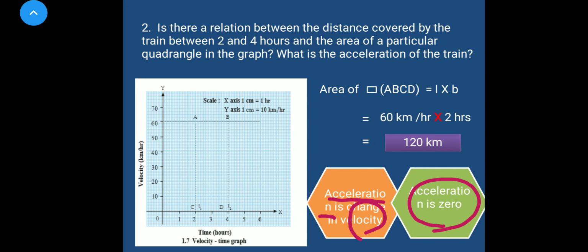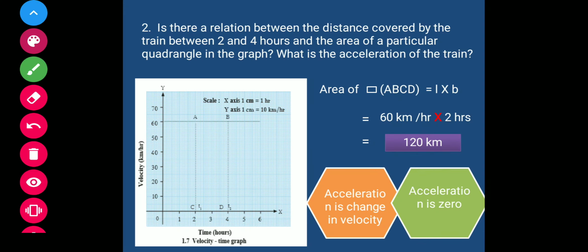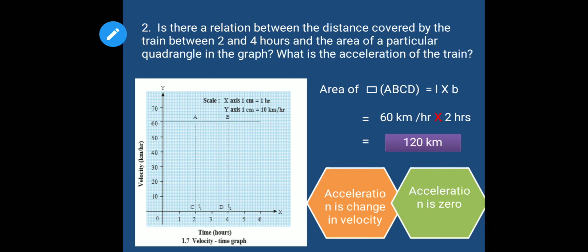So here we will stop. In this video we learned the velocity time graph for uniform velocity. In the next video we'll see the velocity time graph for uniform acceleration. Thank you.